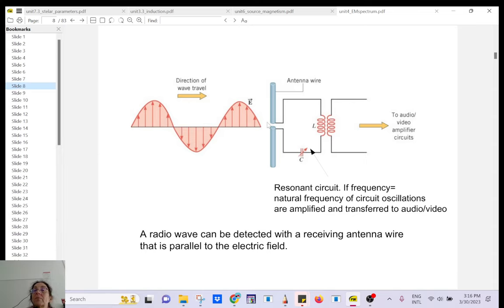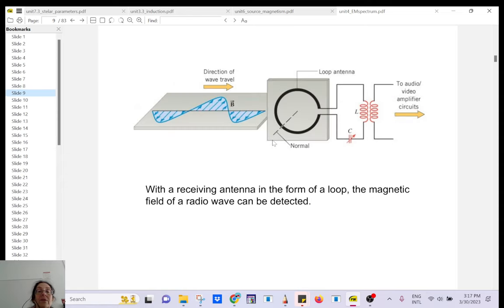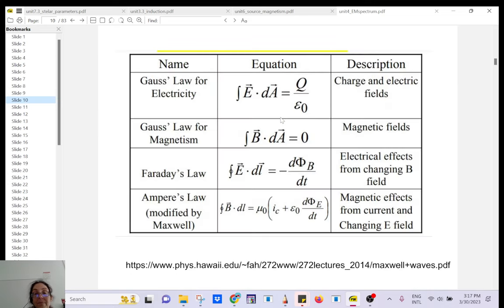You can have an antenna this way. So in that case, you are detecting the electric field. So the electric field is coming. It's going to shake the electrons here. Remember, an electric field can shake electrons in the antenna. So it's going to have a current flowing in one direction, then the other direction, which is going to induce a voltage here, and you can amplify. So you can have two kinds of antenna. You can have one antenna to detect the electric field or an antenna to detect the magnetic field.